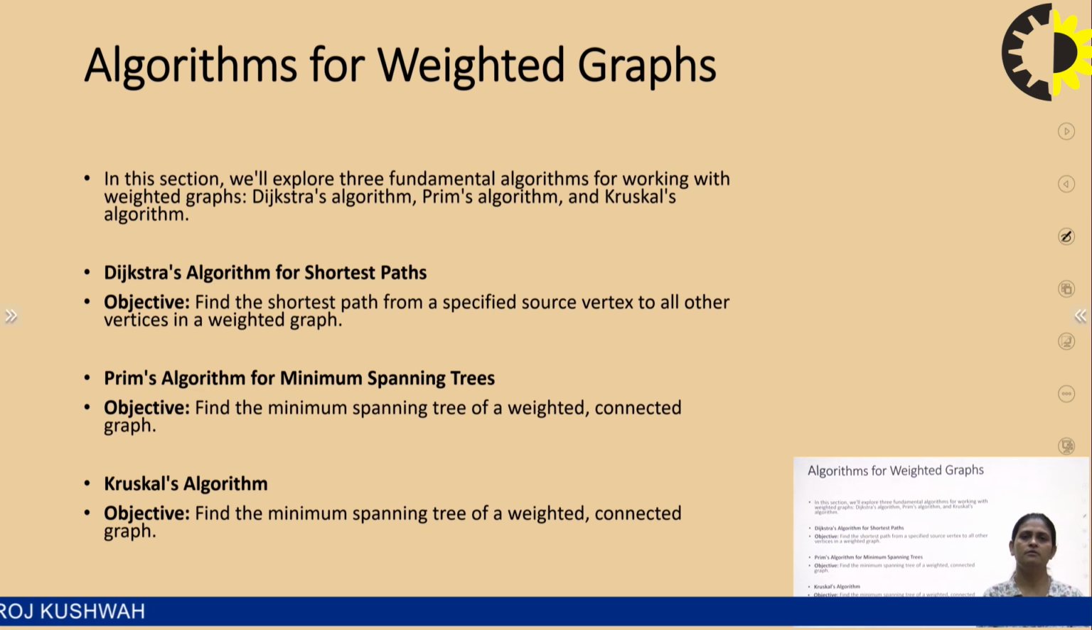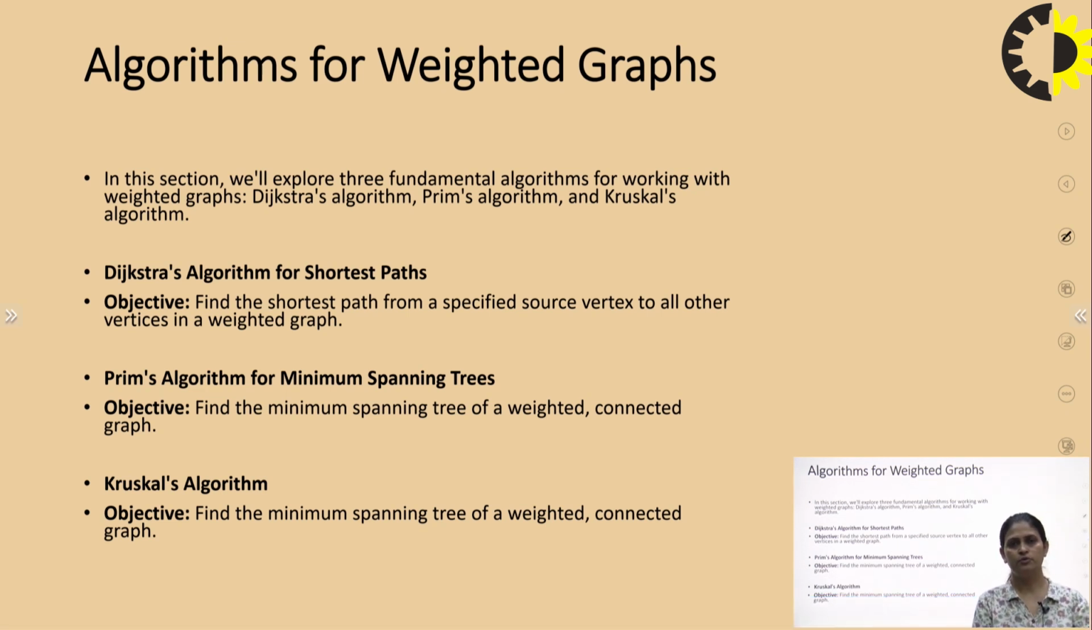There are different algorithms which are used on weighted graphs. First, Dijkstra, Prim, and last one is the Kruskal algorithm. The objective of Dijkstra's algorithm is to find the shortest path from a specified source vertex to all other vertices in a weighted graph. Prim's algorithm for minimum spanning tree. Objective: find the minimum spanning tree of a weighted connected graph. Kruskal's algorithm. The objective of Kruskal's algorithm is to find the minimum spanning tree of a weighted connected graph.